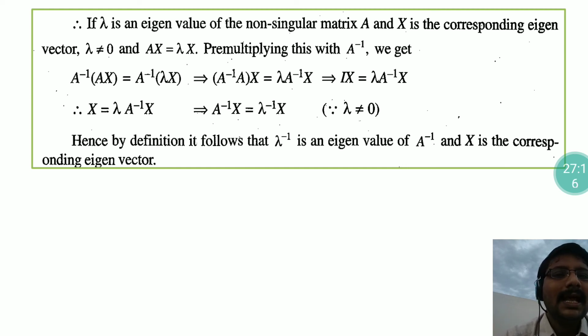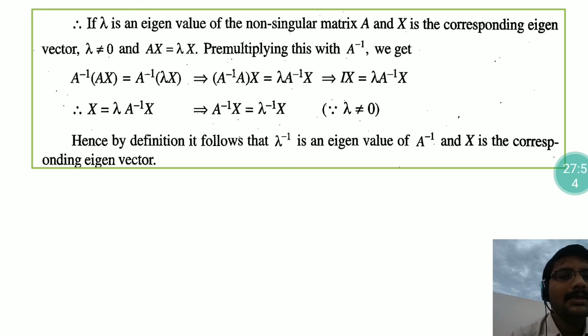Just by taking lambda on the right hand side to the left side, on the right hand side lambda is multiplying. If it comes to the left hand side, it will be divided, that is x by lambda, or it can be written as lambda inverse into x, because 1 by lambda is lambda inverse. Clearly it exists because here lambda is not equal to 0, because A is a non-singular matrix.